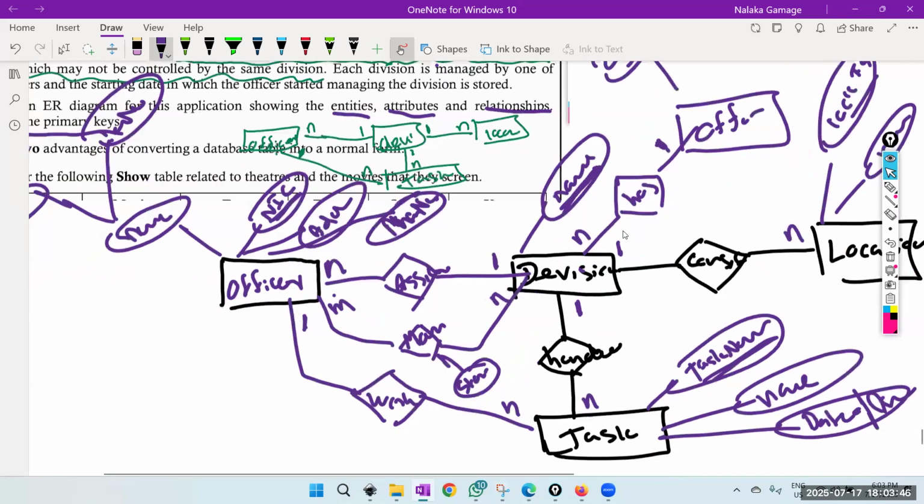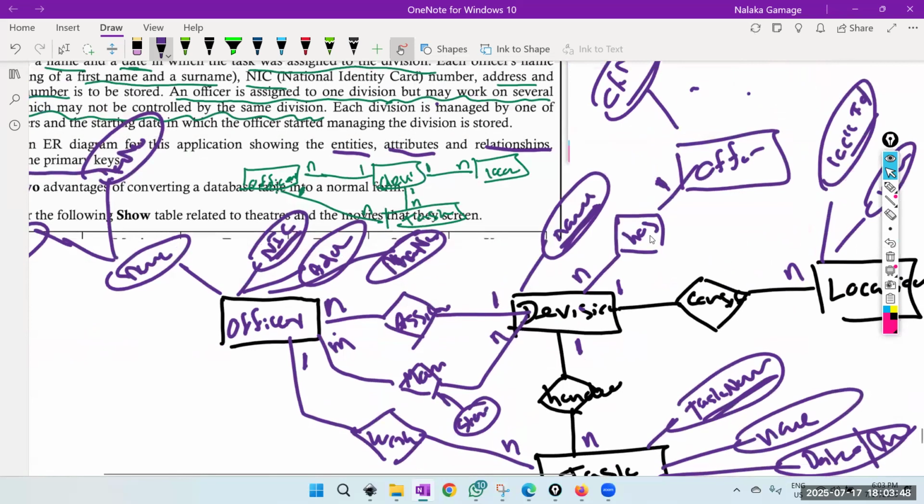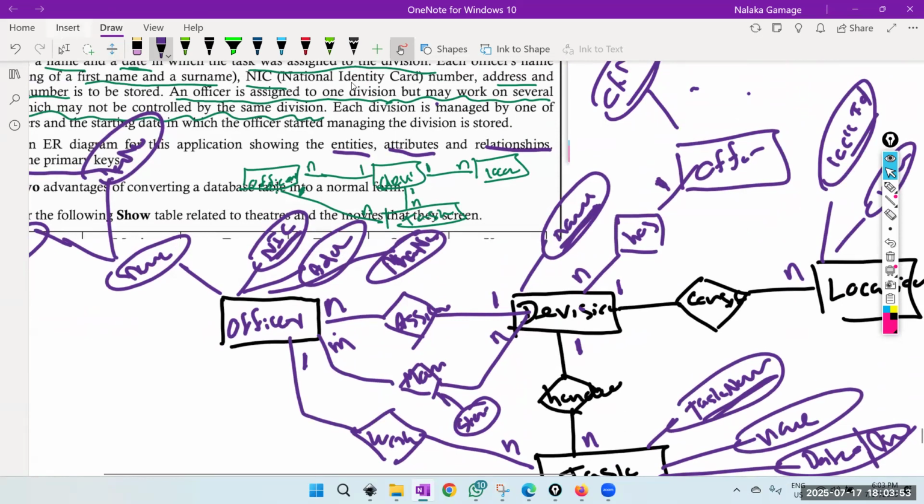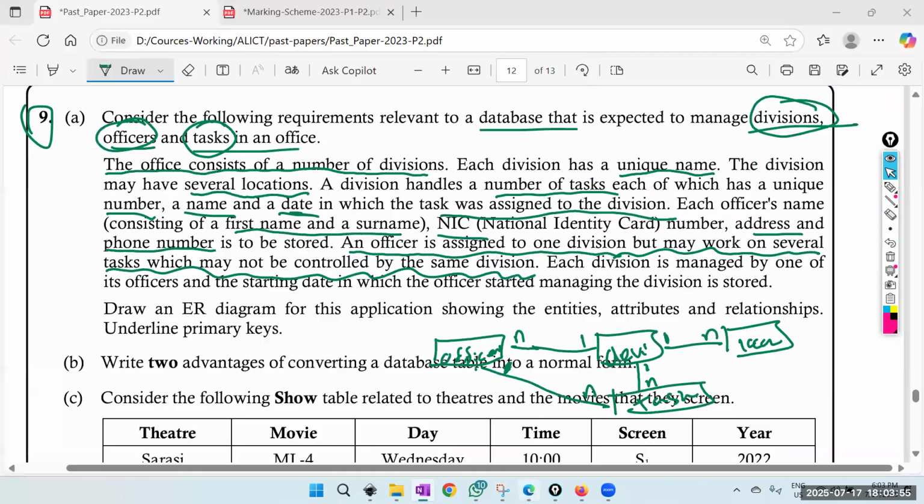This is my ER diagram. I hope you also have your ER diagrams ready. Maybe you have a double check also. That is fine. Okay, let's look at the answer sheet.